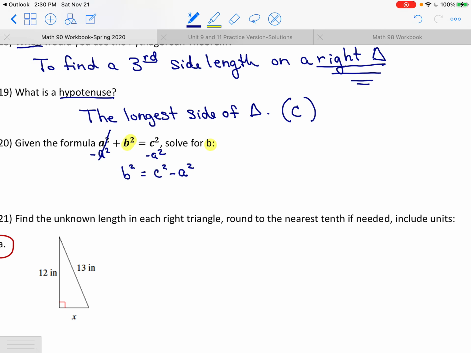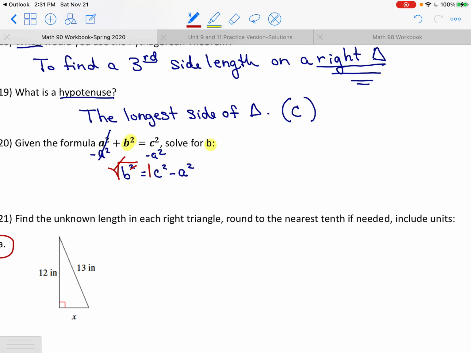Now we know we can't combine those. They're not like terms, right? They don't have the same basis, same variables. So here's where we get into something that we haven't really talked about before. If we have a square and we want the square gone, we do the inverse, which is a square root. A square root undoes a square. It's kind of like how multiplication is the inverse of division, addition is the inverse of subtraction, a square root is the inverse of a square, and vice versa.